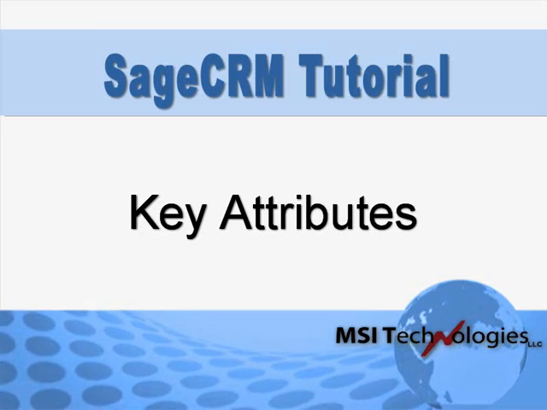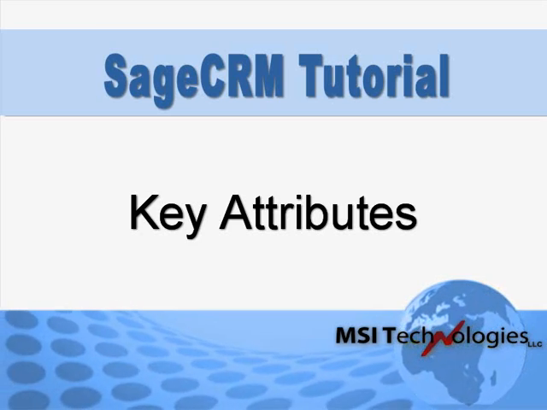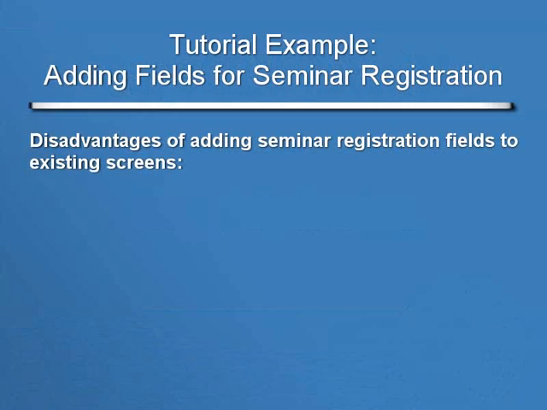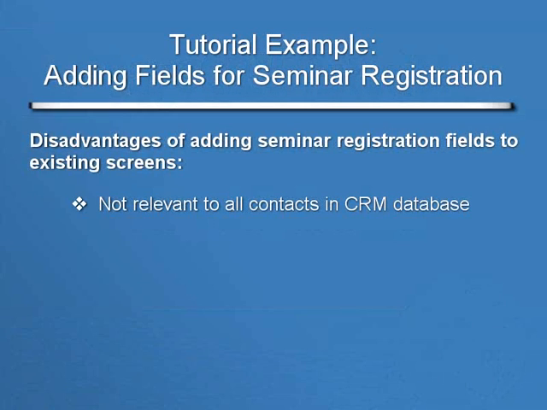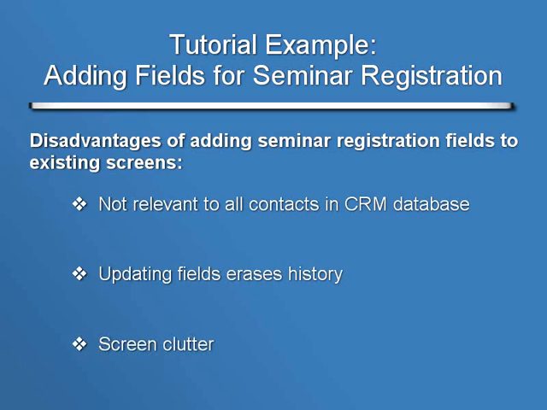You could add new permanent fields for this information to your existing screens in SageCRM, but the fields would not be relevant to those contacts not invited to your seminars, and if the fields were updated for each subsequent event, you would lose your historical attendance information. Also, adding fields in this manner would eventually clutter up your screens.